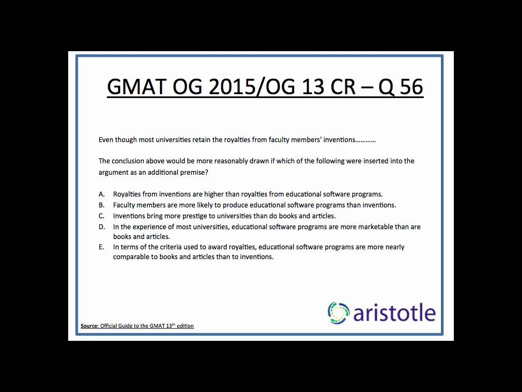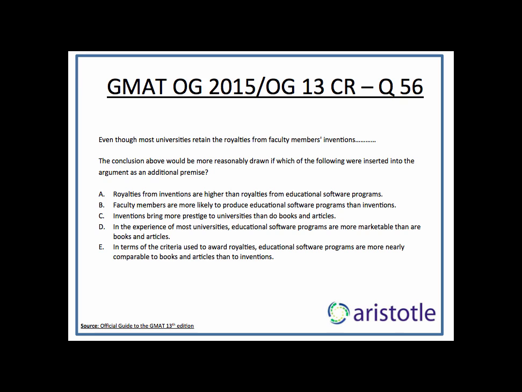We are looking at question 56 from the OG 13 Critical Reasoning chapter. The stimulus says, even though most universities retain the royalties from faculty members' inventions, the faculty members retain the royalties from books and articles that they write. Okay, simple. So, the royalties from inventions go to the university, and royalties from books and articles go to the faculty. Therefore, faculty members should retain the royalties from the educational computer software they develop.